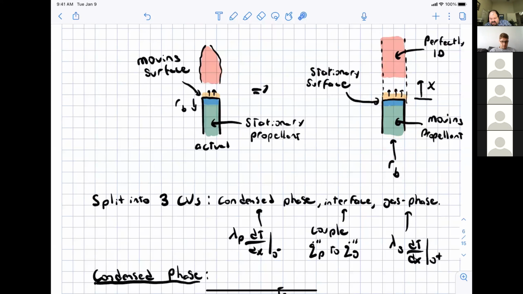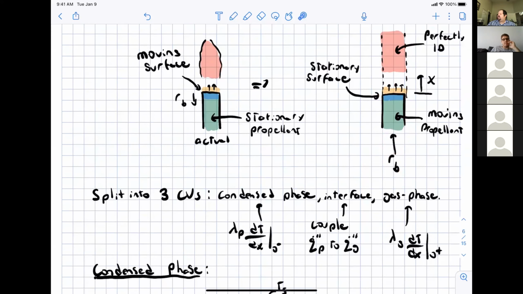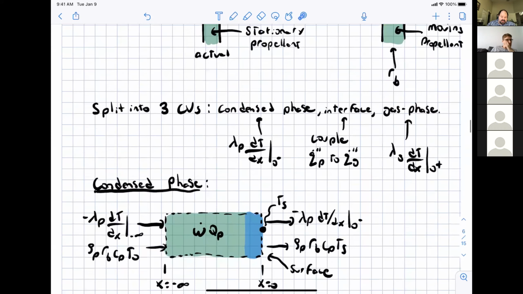is balanced with the rate of energy that you are feeding into the propellant by just moving it up at velocity RB. And if they're matched, good, you know your burning rate and the flame structure. If they're not, you need to guess again with a new burning rate RB and repeat again. Okay. But for this problem, we don't need to do that. We can solve it analytically.